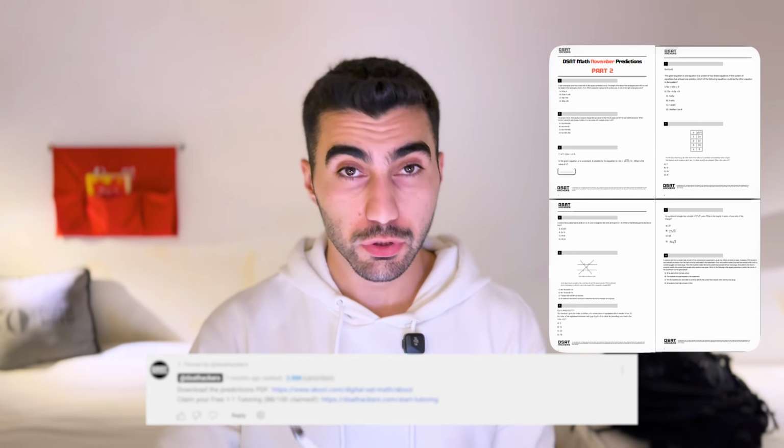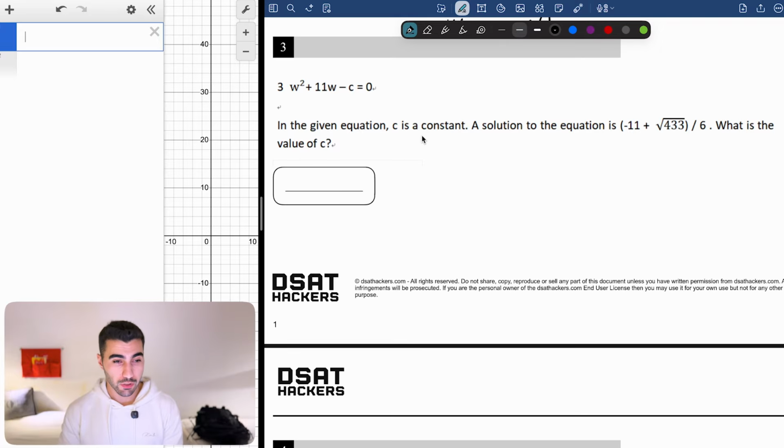All right, question 3, another common question, another prediction that I'm expecting to be in the test. Guys, it's very important that you solve these questions, so make sure that you download the PDF and do these questions with me, or pause the video, solve the question, and then check the solution. In this question, we are given an equation. C is a constant in this equation. A solution to the equation is this. What is the value of c?